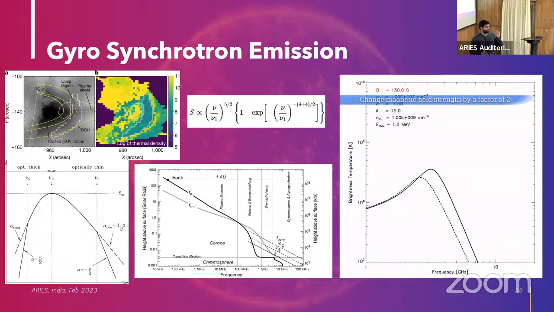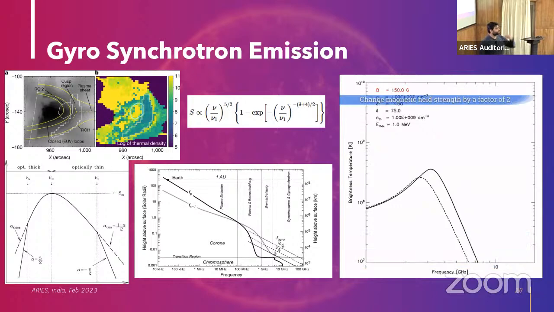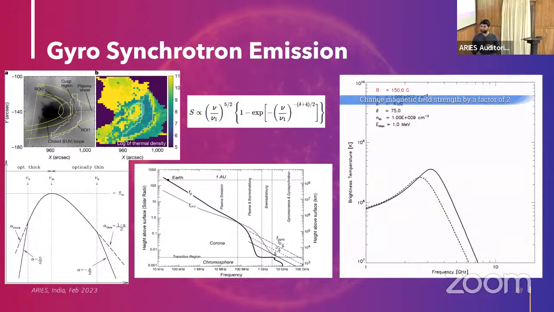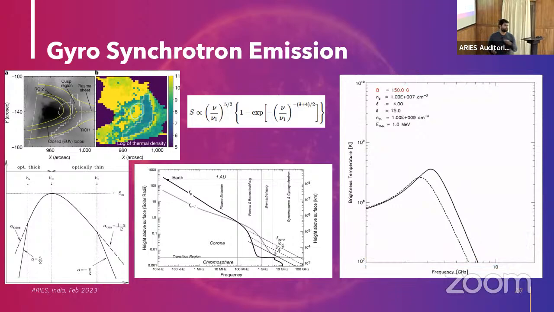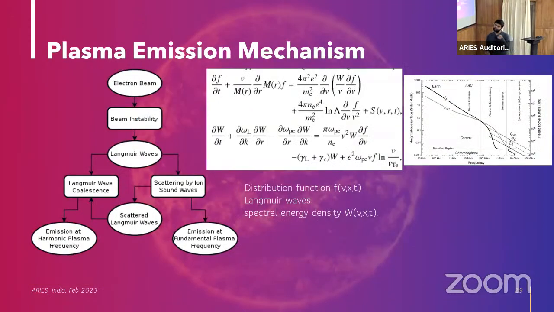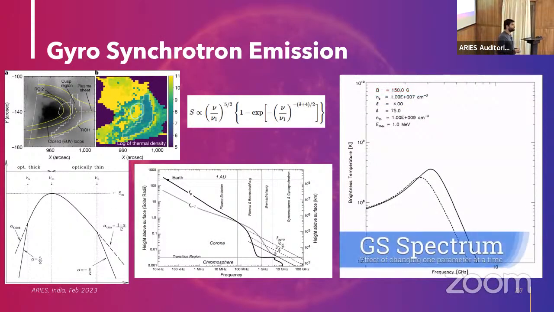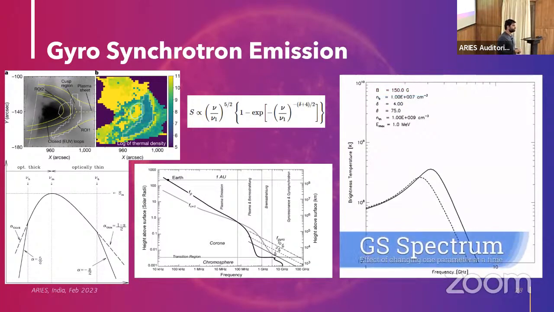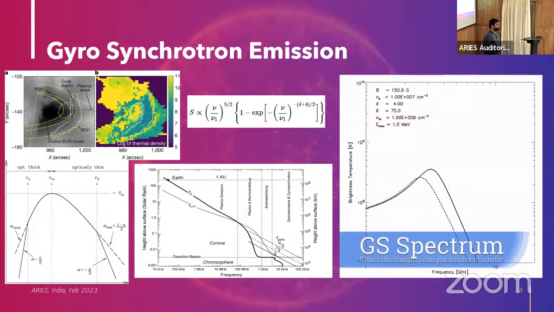So you can get diagnostics of various parameters very close to the flare site, which is not possible with other types of observation. This is one advantage of gyrosynchrotron emission. The other thing is about the other type of emission. What is the basic difference between synchrotron and gyrosynchrotron emission? Here, the spectrum is almost similar to synchrotron emission. The earlier part is optically thick, and then it is optically thin.